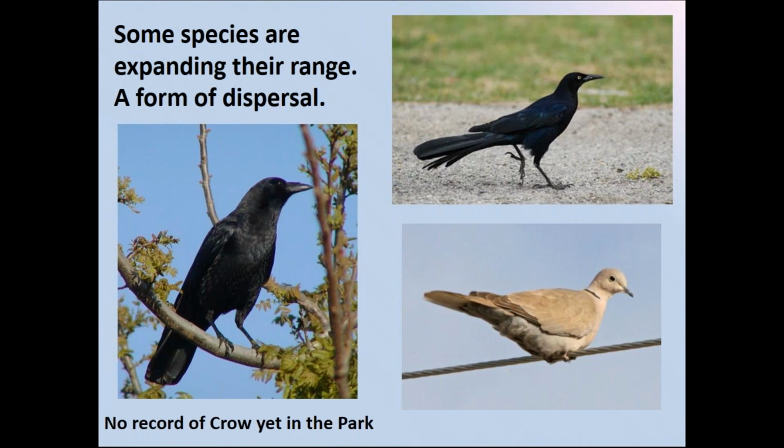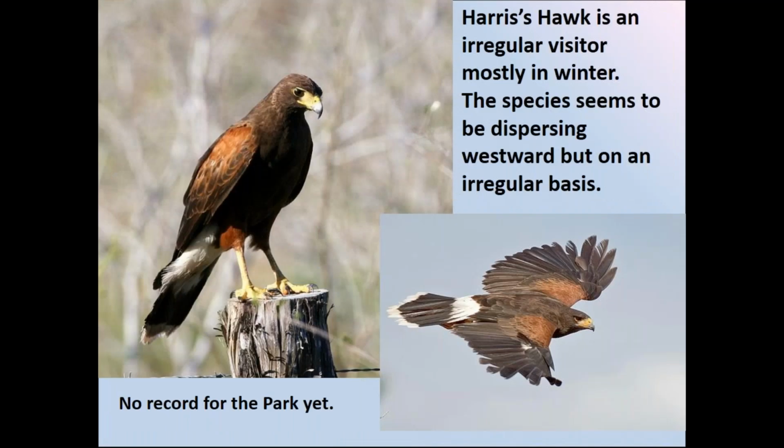So the Eurasian collared doves, as you can see, are large doves. They're very pale, and they have a black crescent on the back of their neck, on their nape. Also, their tail is very squared off, not pointed or graduated like a mourning dove. Eurasian collared dove, non-native. Harris's hawk is irregularly seen in the area, something to watch for, especially in the winter.